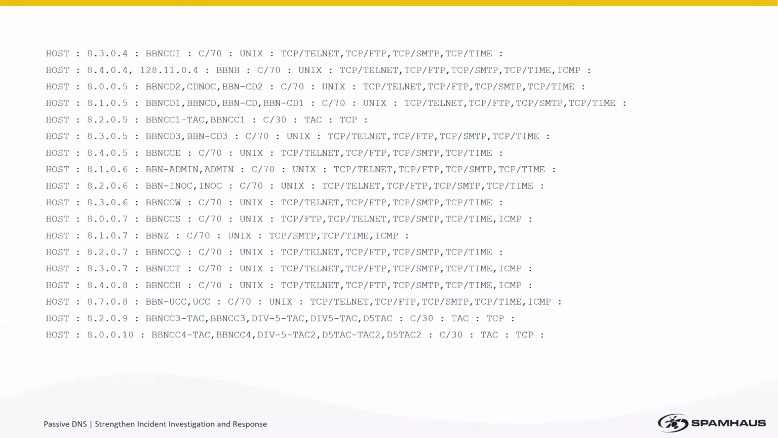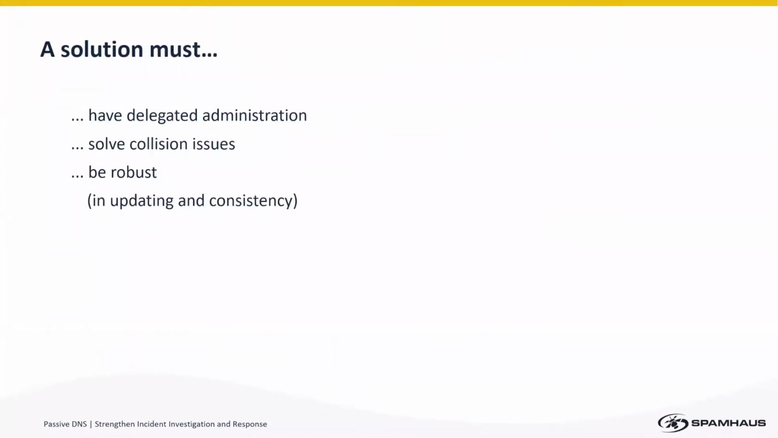Now, to deal with some of the issues that came out of this, a solution had to be found, and some of the key things that needed to be solved were things like delegated administration, where you do not have to go to a central maintainer to have something added to the file. Also, no collision issues anymore, and it should be robust. And that goes two ways. It should be robust in updating, because obviously if you have a centralized sort of phone book, and I get my version up to date, but somebody else doesn't, then maybe an addition that I have made will not be available to everyone. So an automatic updating system would be a great part of that. Also, consistency. Not everybody having the same data causes all sorts of problems.